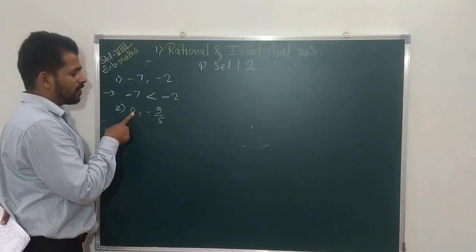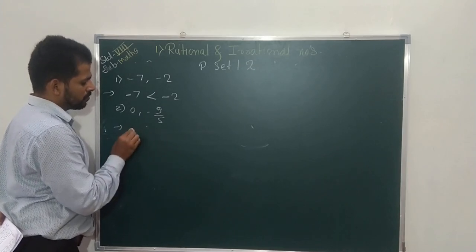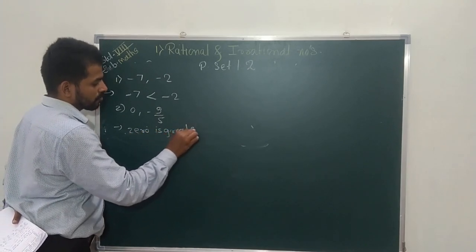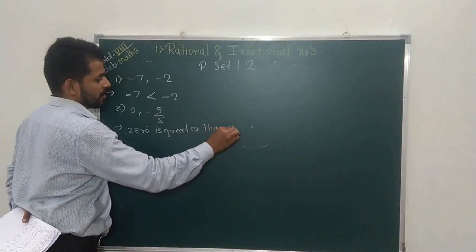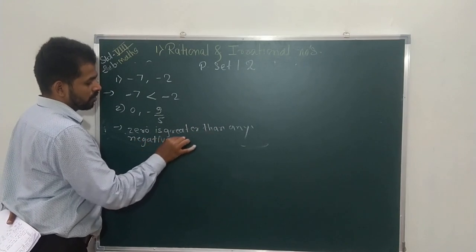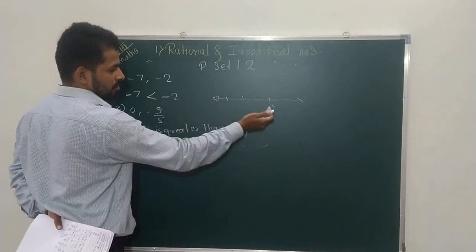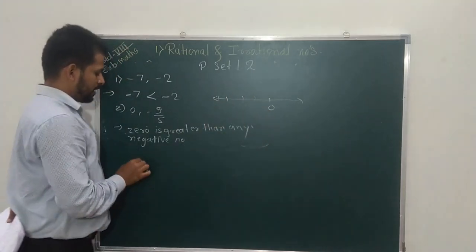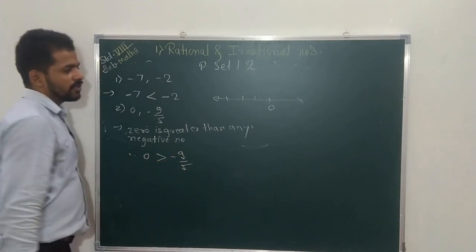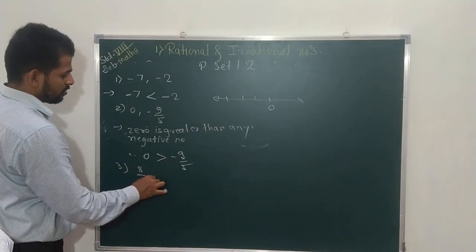Second one, 0 and -9 upon 5. A negative number is always less than 0. So we write here, 0 is greater than any negative number, because on the number line all negative numbers come on the left of 0. Therefore 0 is greater than -9 upon 5. Third one, 8 upon 7 and 0.